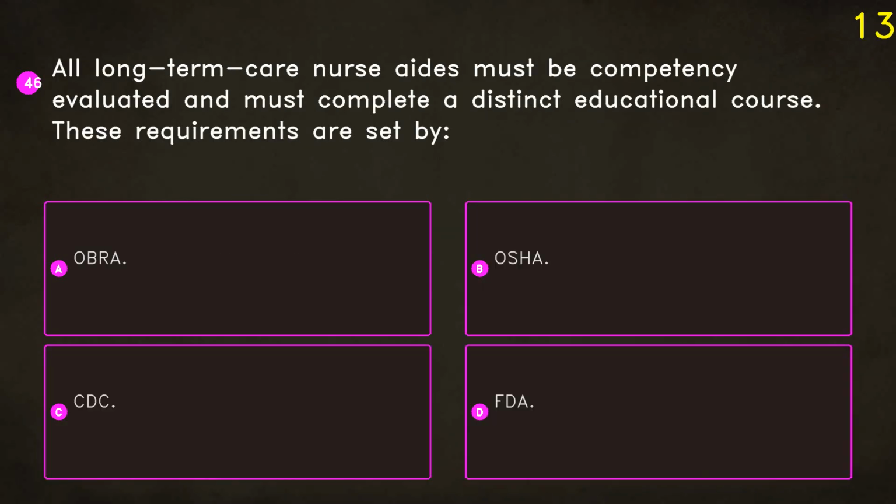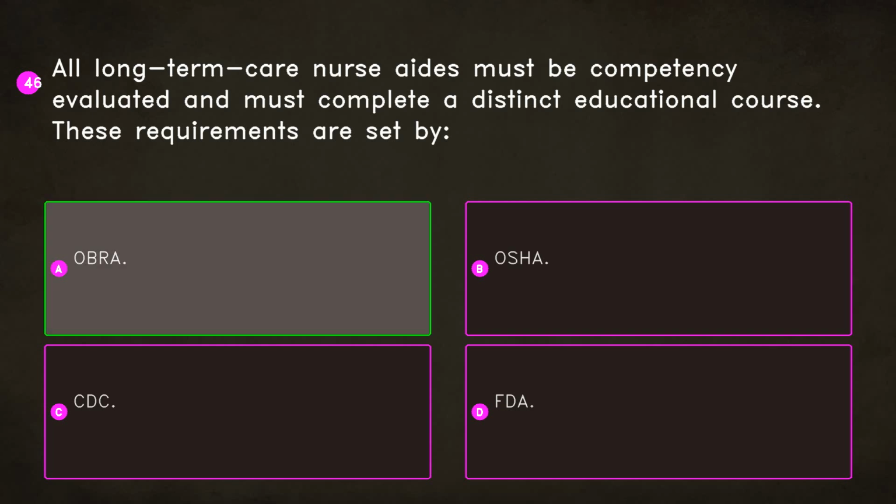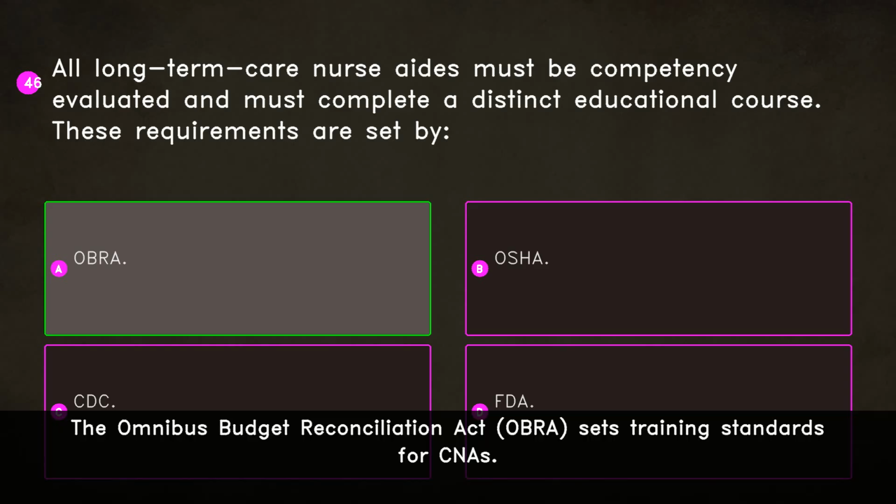Question 46. All long-term care nurse aides must be competency evaluated and must complete a distinct educational course. These requirements are set by A. OBRA, B. OSHA, C. CDC, D. FDA. The correct answer is OBRA. The Omnibus Budget Reconciliation Act, OBRA, sets training standards for CNAs.